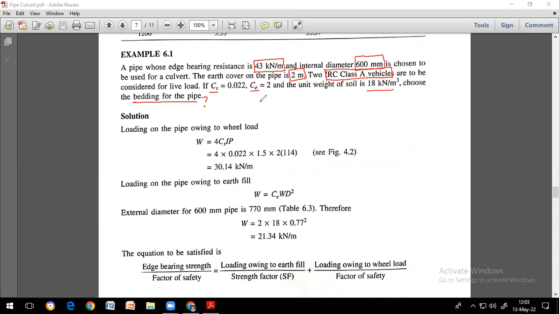If I calculate something, then only I can know what type of bedding can be recommended. Kada? Em calculate cheste naku type of bedding vastundi. Can anyone answer? From this problem, what I have to calculate, and from that only I can decide the bedding of the pipe. Em calculate cheyali.